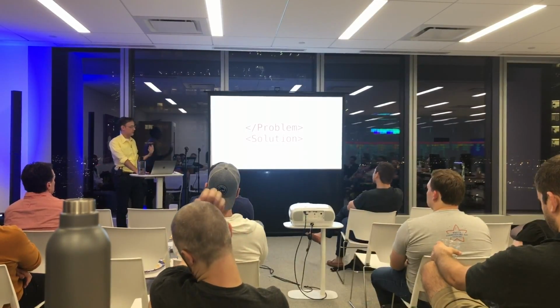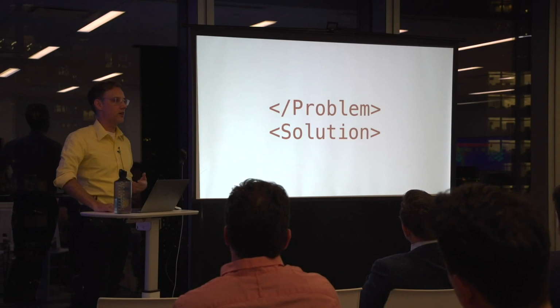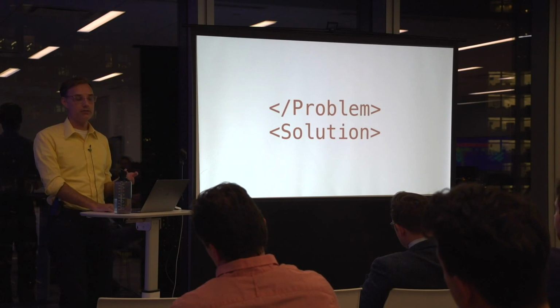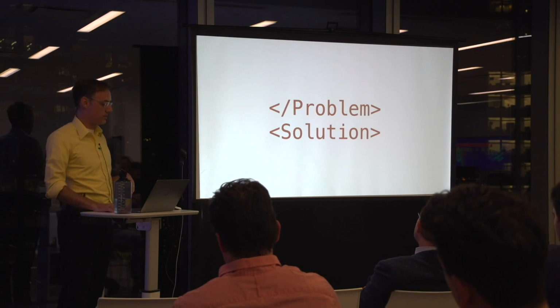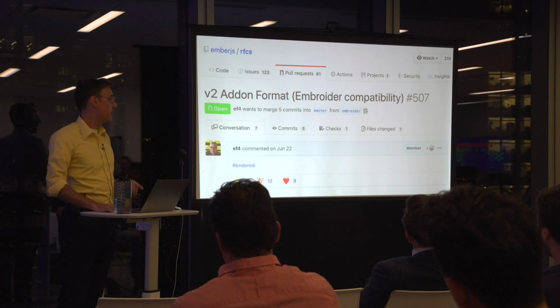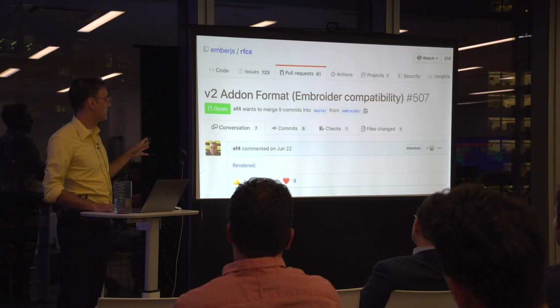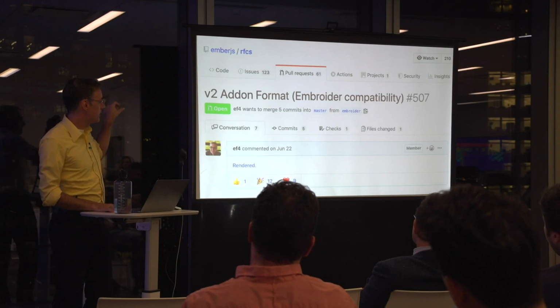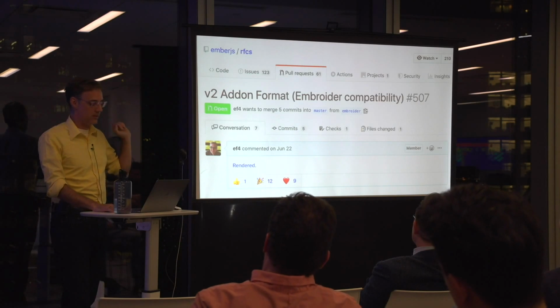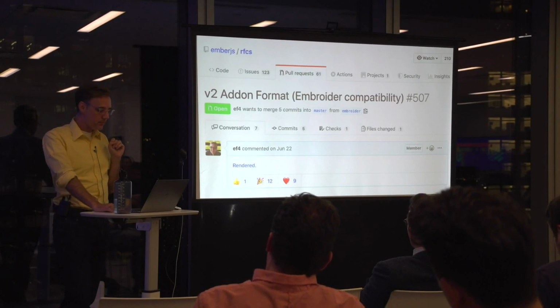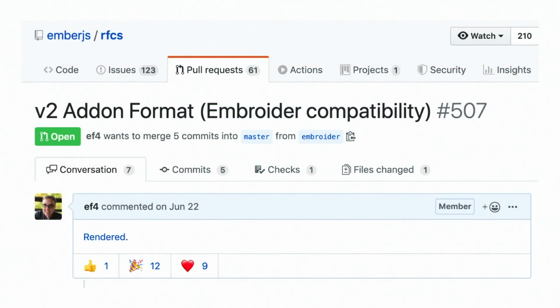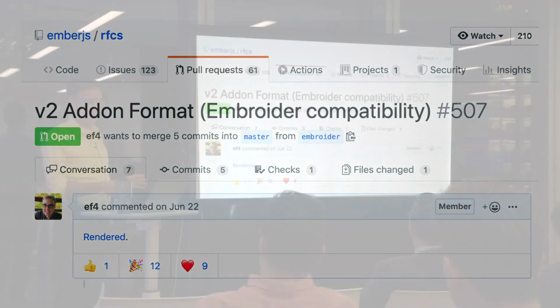So I said part of the problem is that we don't really have a clear abstract semantics. We don't have a spec we follow for what these things mean. So the first part of the solution is to write a spec. And the first part of that solution is this RFC that is currently open, titled V2 Add-on Format Embroider Compatibility. A note about why it says add-on: it's really about establishing a new format for how any Ember package is formatted, meaning add-ons and apps.